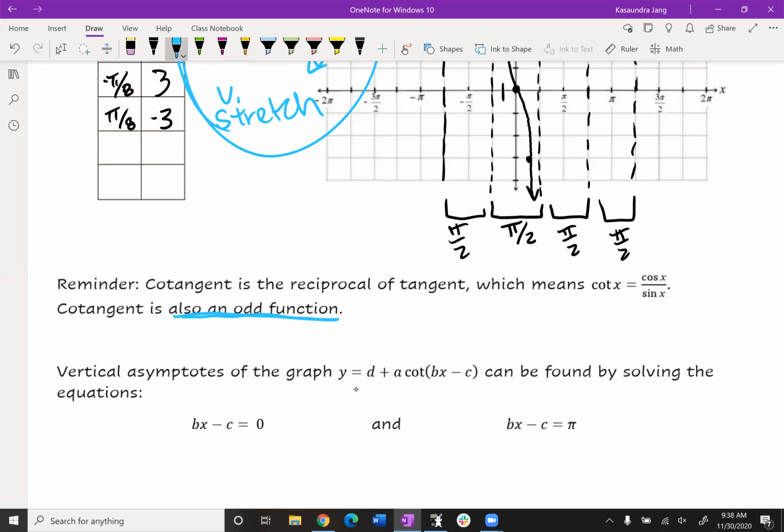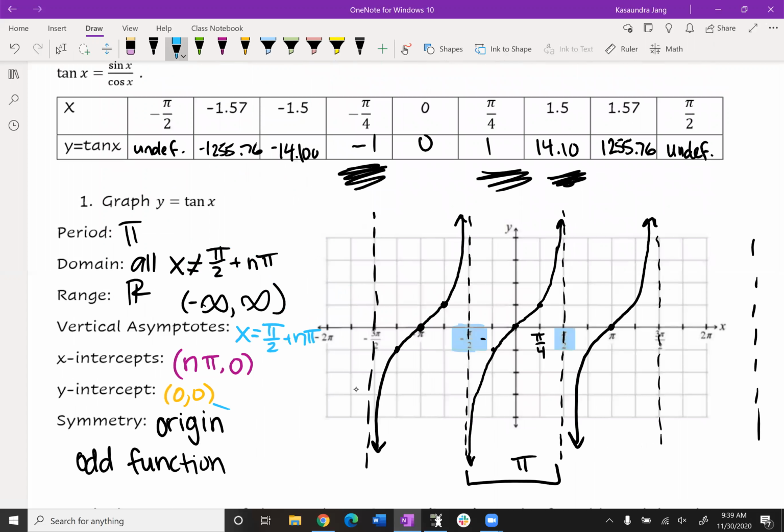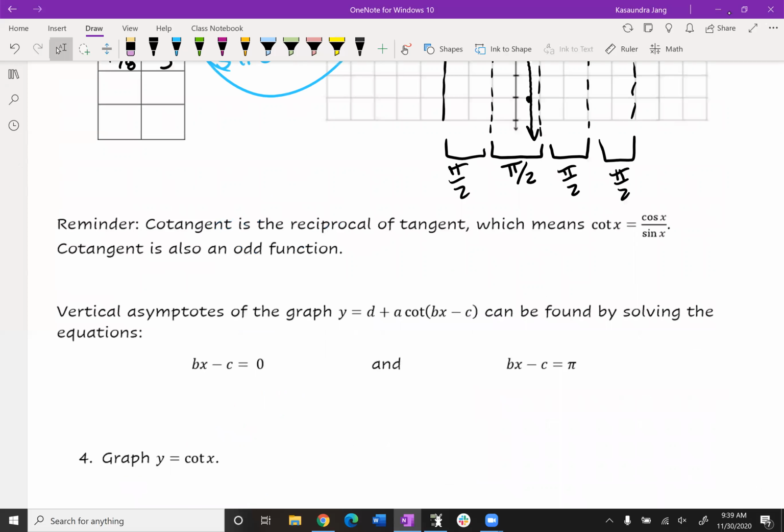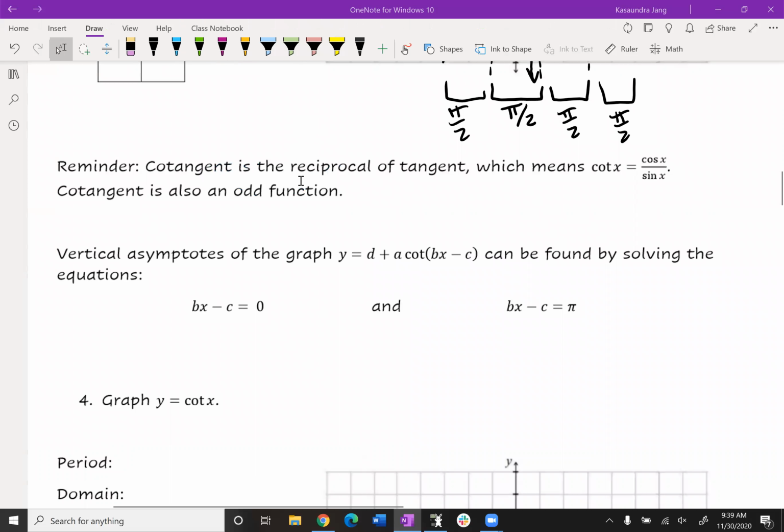Can somebody remind me what an odd function is again? Okay, around the origin. So it's got symmetry over the origin. It's like an odd function. It has symmetry around the origin. All right, nice. And then, so your cotangent will have that same symmetry. Couple things that'll be different though.